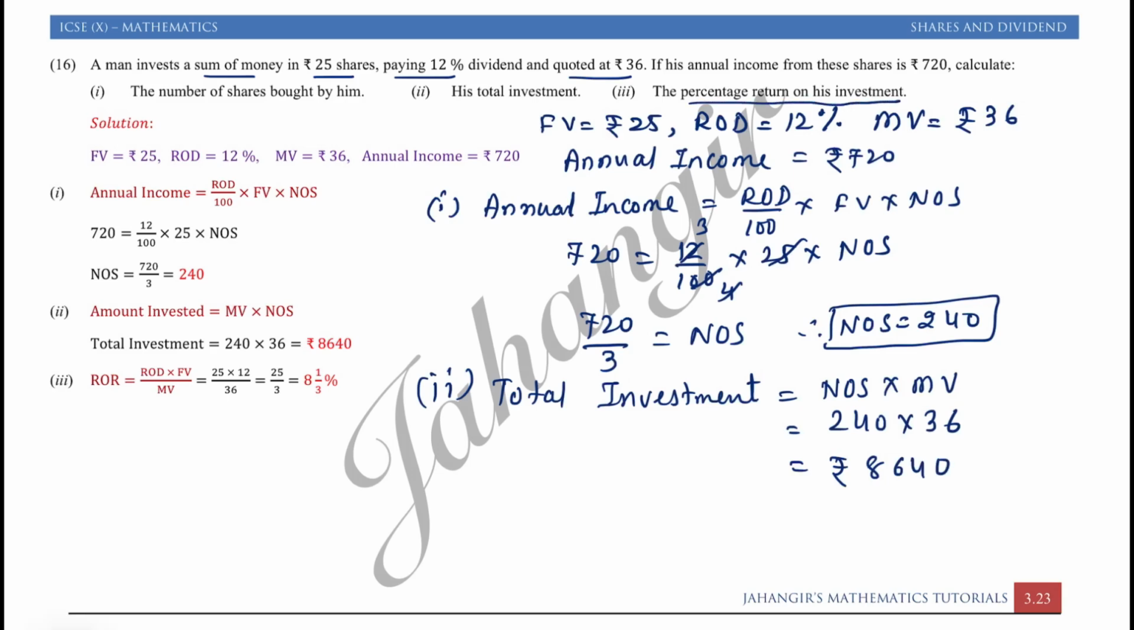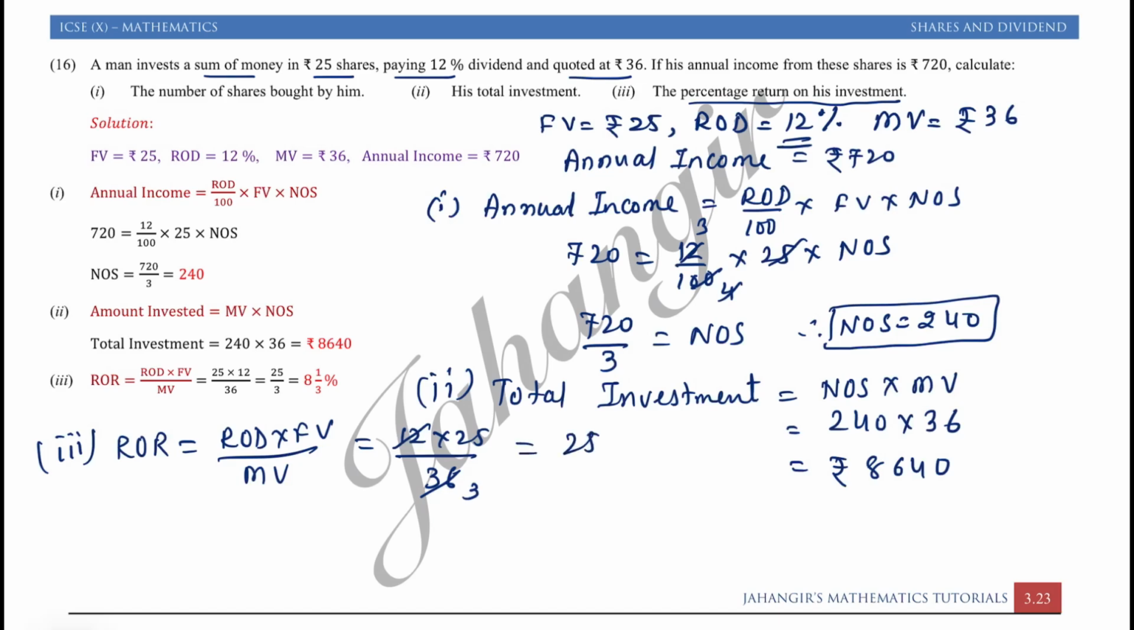In the third main question, you have to find the percentage return on his investment, that is ROR. So ROR is equal to ROD into FV upon MV. So that is ROD is 12%, 12 into 25 upon 36. 12 ones are 12, threes are 36, 25 by 3, which can be written as 8 1 by 3%. So therefore rate of return is 8 1 by 3%.